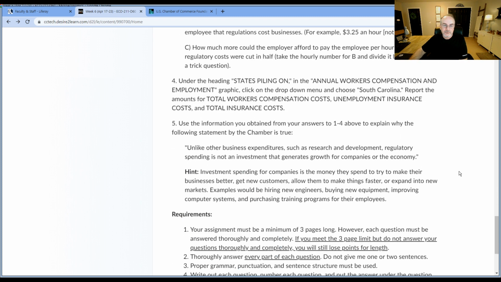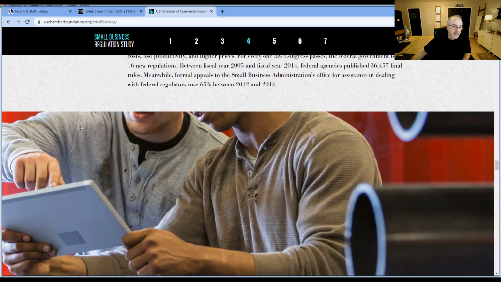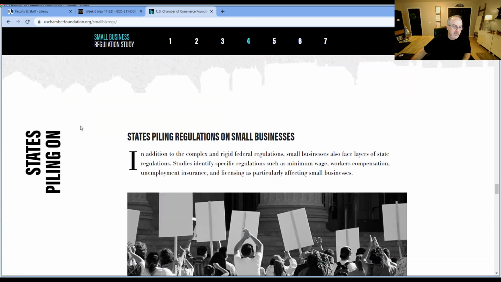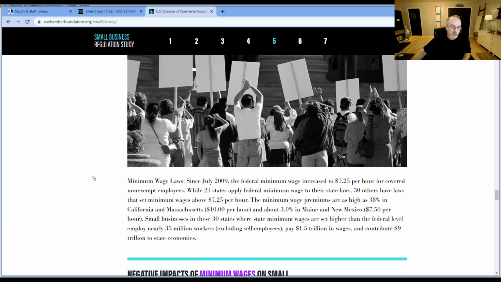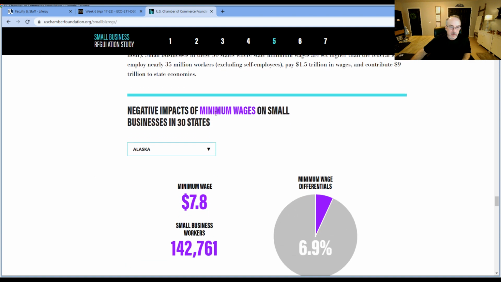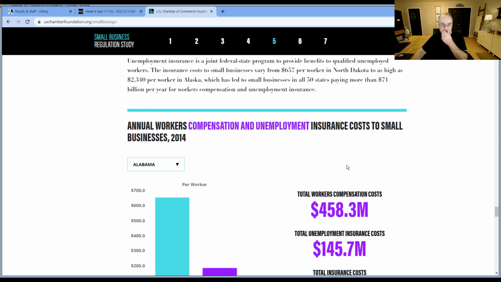Number 4, under the heading States Piling On, in the Annual Workers' Compensation and Employment graphic, click on the drop-down menu. So let's go find this. States Piling On, Annual Workers' Compensation and Employment. All right. Let's go on down here. We're looking down here on the left. A lot of it. States Piling On. Now I'm supposed to look for the Annual Workers' Compensation and Employment graphic. Annual Working Compensation. That's not it. Annual Workers' Compensation and Employment Insurance. Okay?